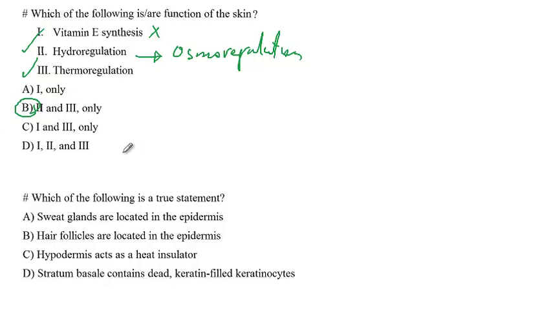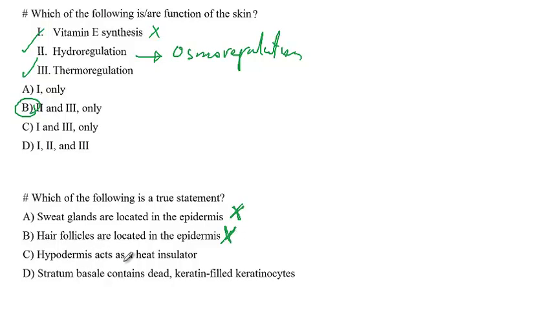The next question, which of the following is a true statement? Sweat glands are located in the epidermis. Wrong. Sweat glands are located in the dermis. Hair follicles are located in the epidermis. Wrong. Hair follicles are also located in the dermis.